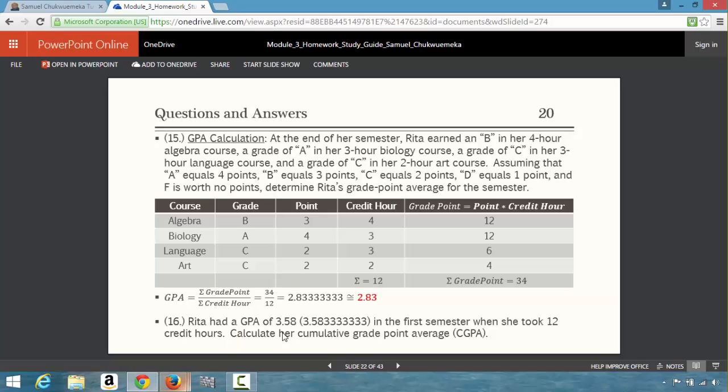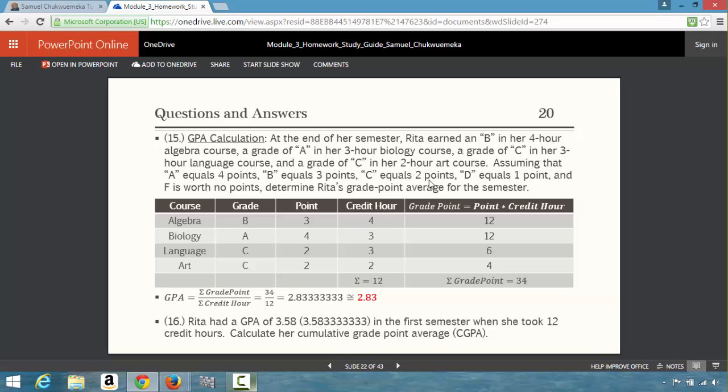Assuming now, question 16, you have to calculate your CGPA. CGPA is the cumulative grade point average. So, assuming she had 3.58 in the first semester, and let's say this is the second semester. Let's say she took 12 credit hours in the first semester, and she had this GPA. GPA, we round to 2 decimal places. So, what would be her CGPA?